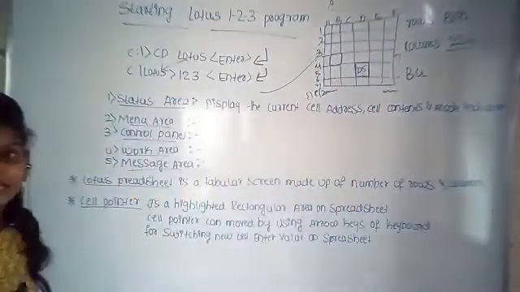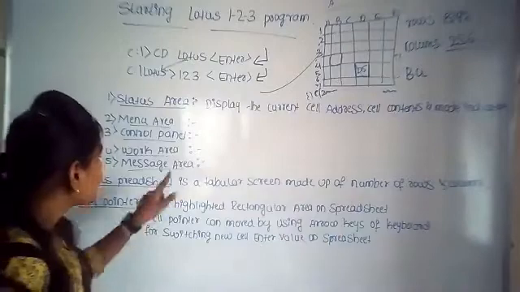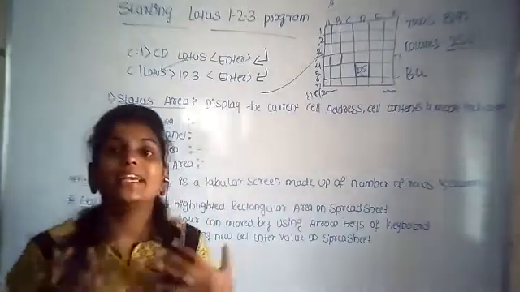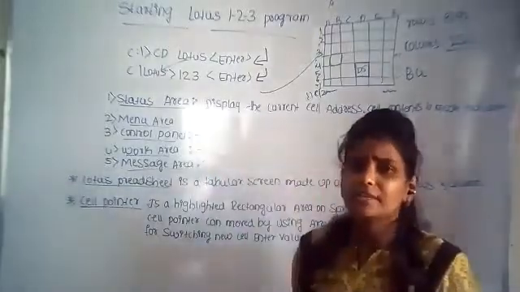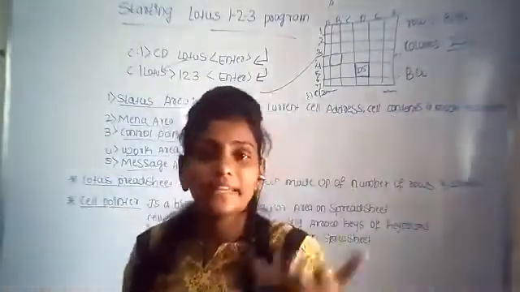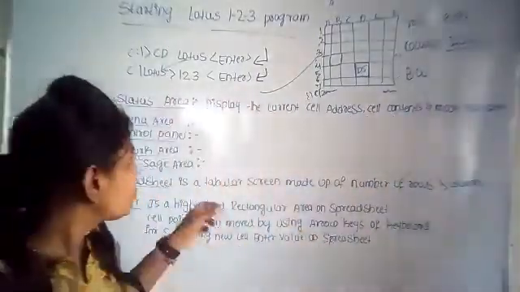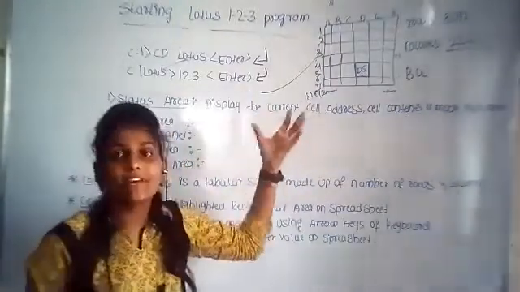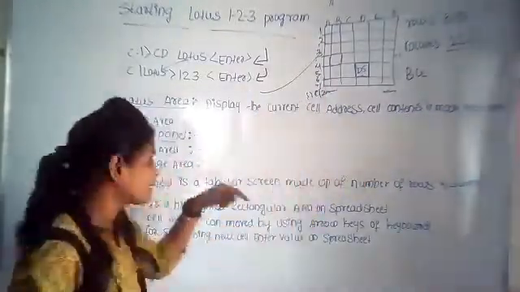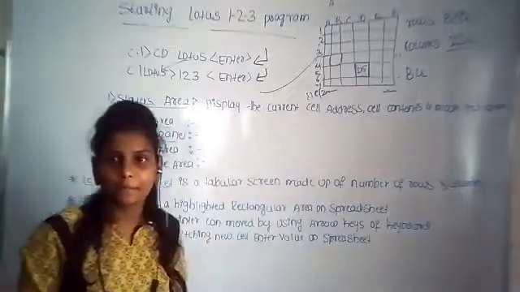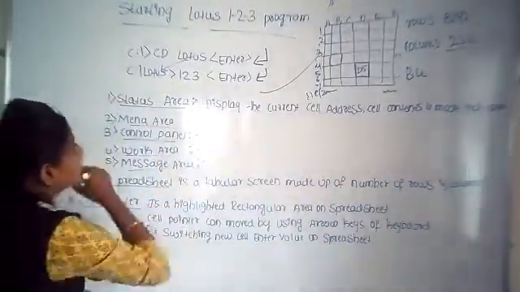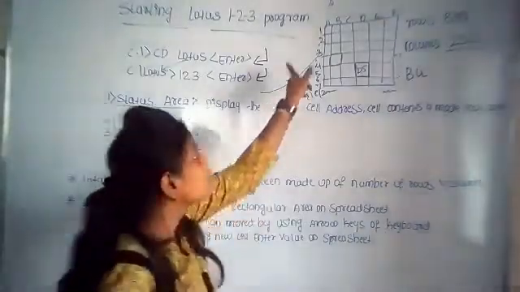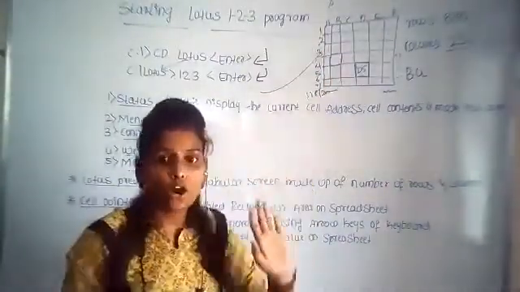Okay, message area. What is a message area? The message area shows the error. Error means what? Whatever mistake we have made. Assume that you made some mistake. In that time whatever error occurs is displayed in the message area. Okay, so these are the main important options in a Lotus 123 software.